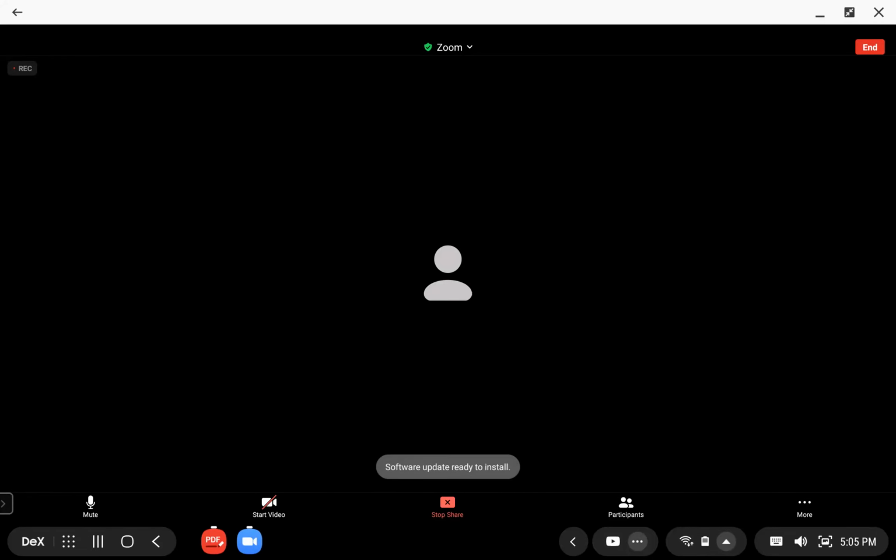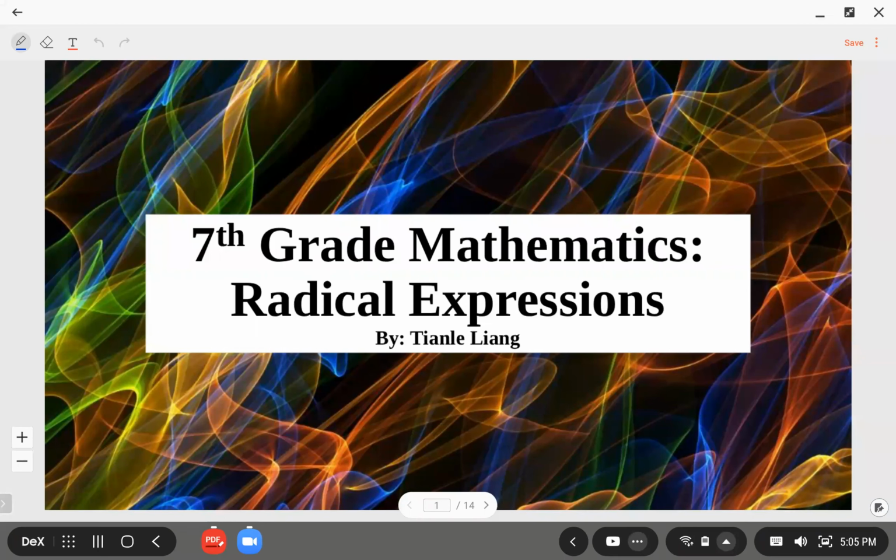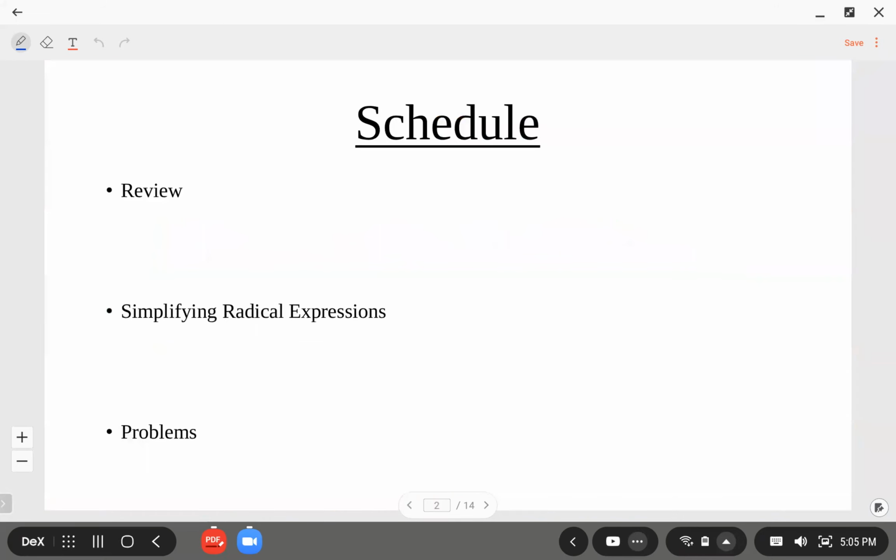Today, we will be talking about simplifying radical expressions. This is part of the 7th grade curriculum. I really don't know at this point. It's probably 8th grade or 9th grade stuff, but I'm just going to put it as 7th grade so people don't get freaked out.